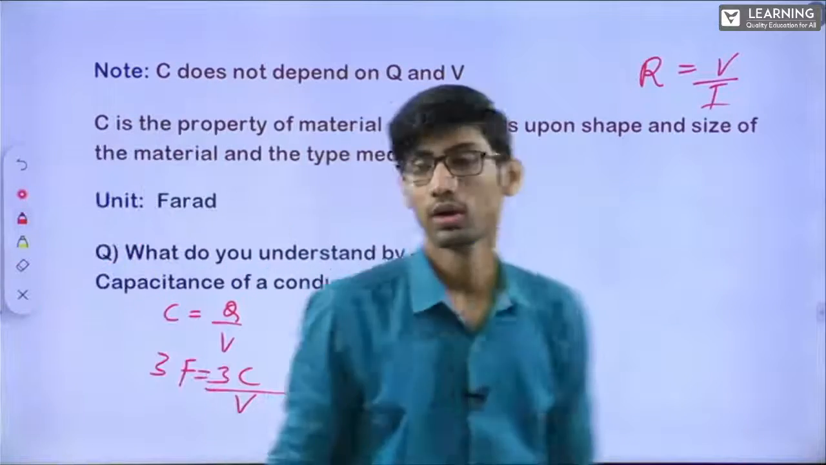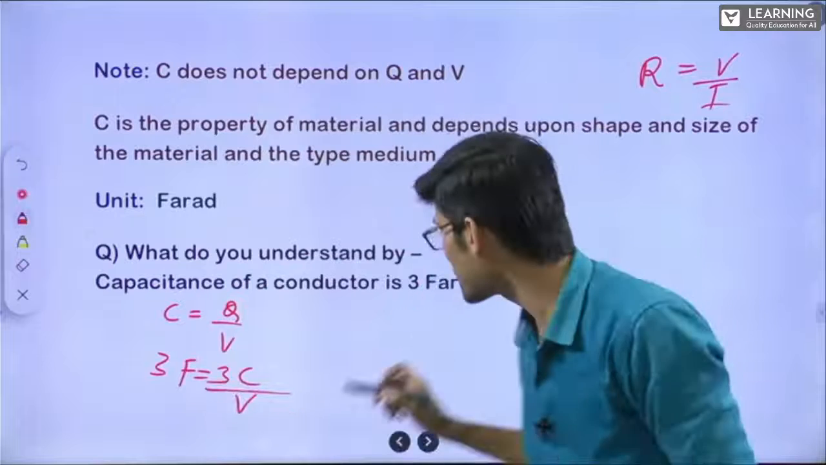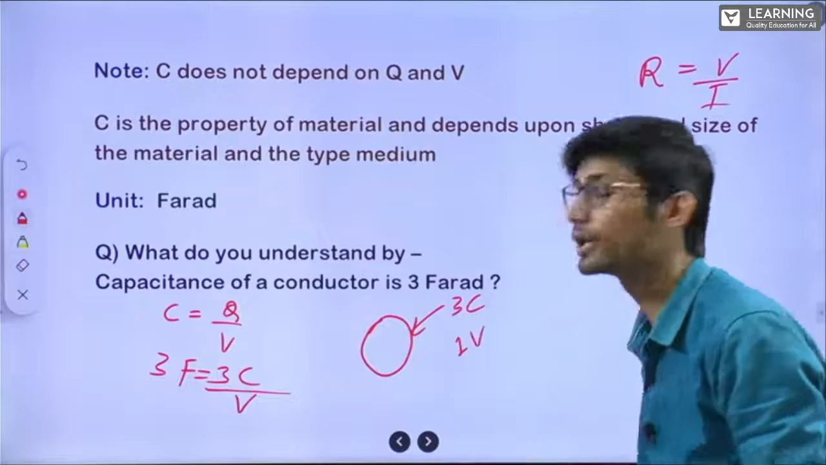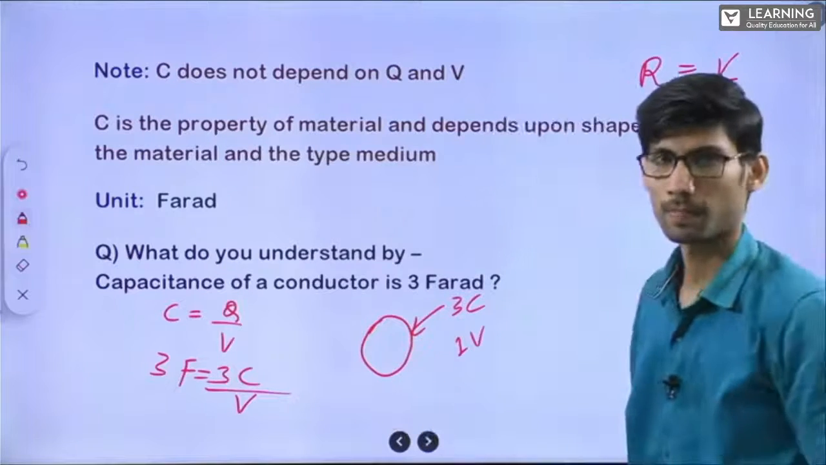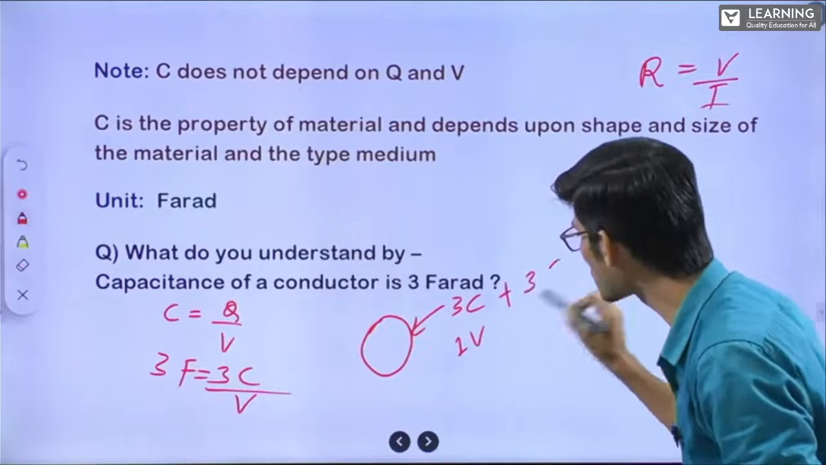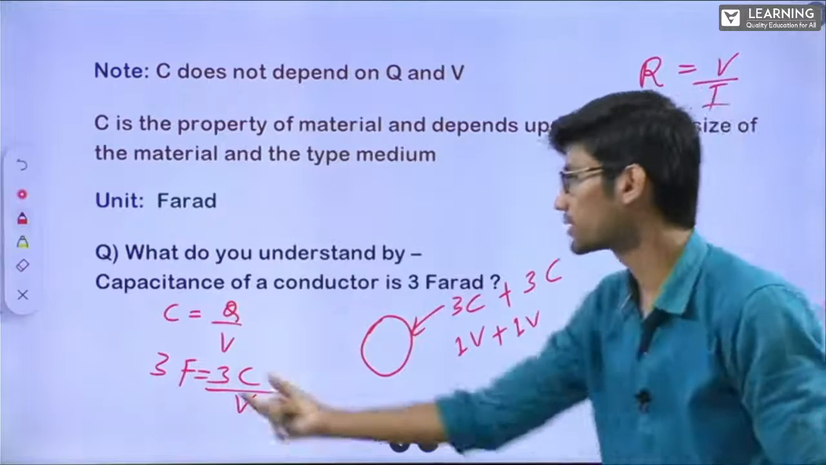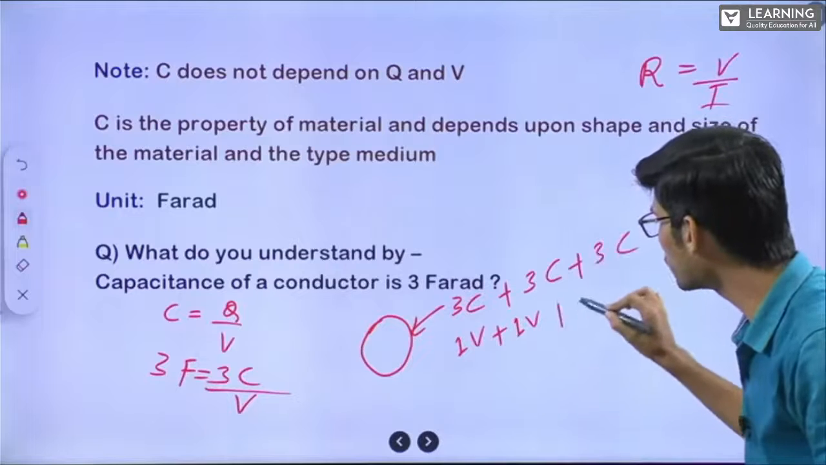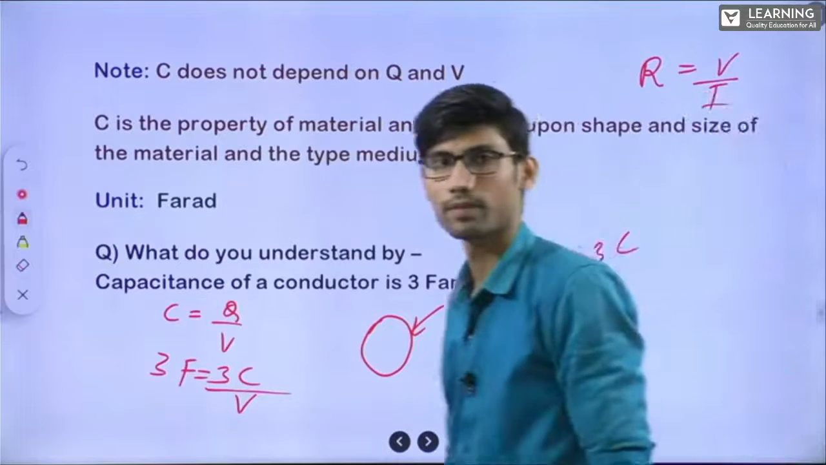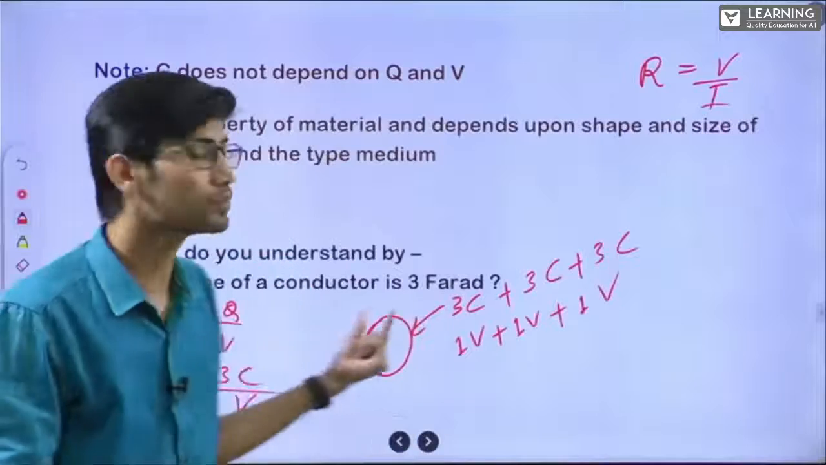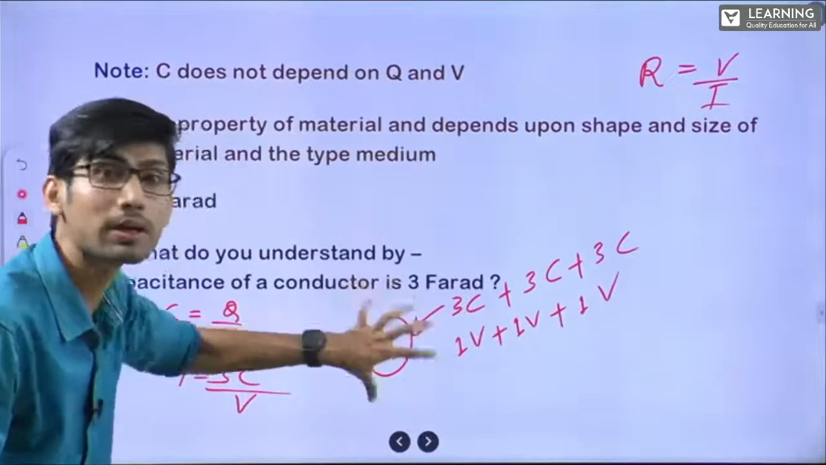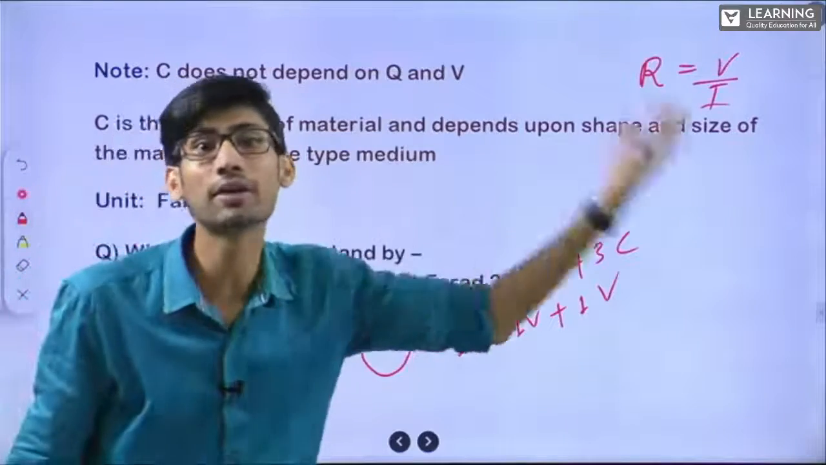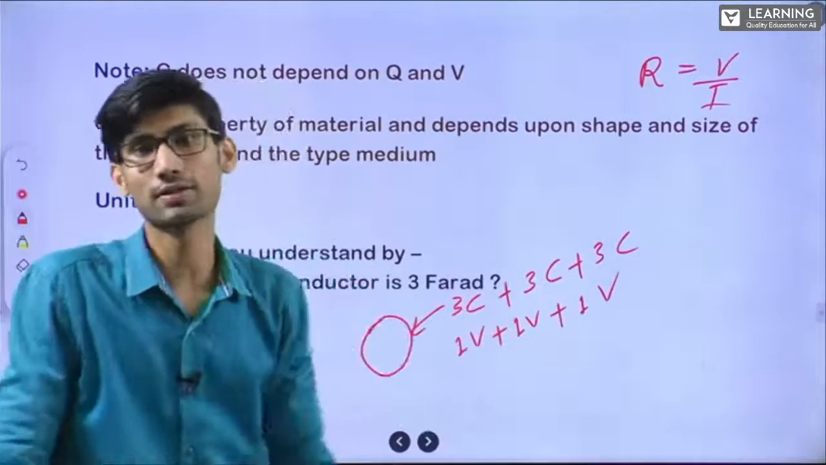Yes or no? This means if there is a conductor, if I give it 3 coulomb charge, 1 volt potential will increase. If I give more 3 coulomb charge, 1 volt potential will increase. This 3 farad means this. Clear? Every time I put 3 coulomb charge, 1 volt potential will increase for this particular conductor. Like this, every conductor will have different capacitance, different charge holding capacity.